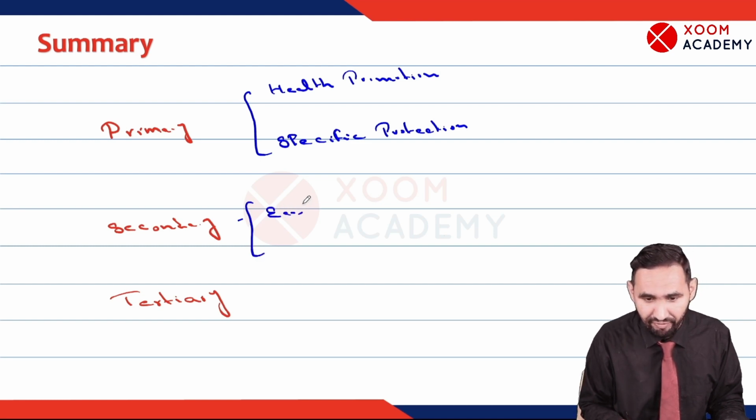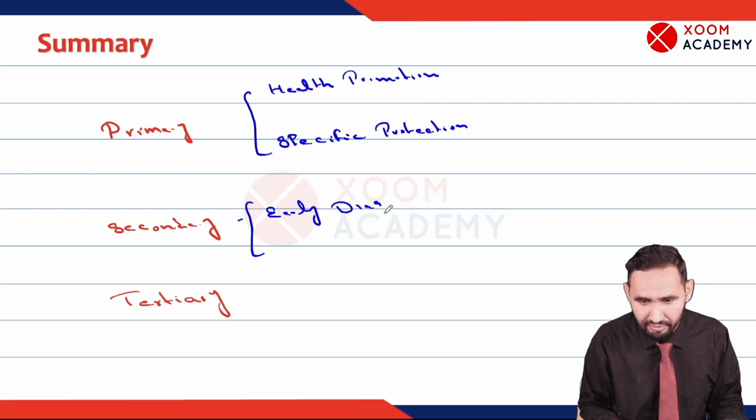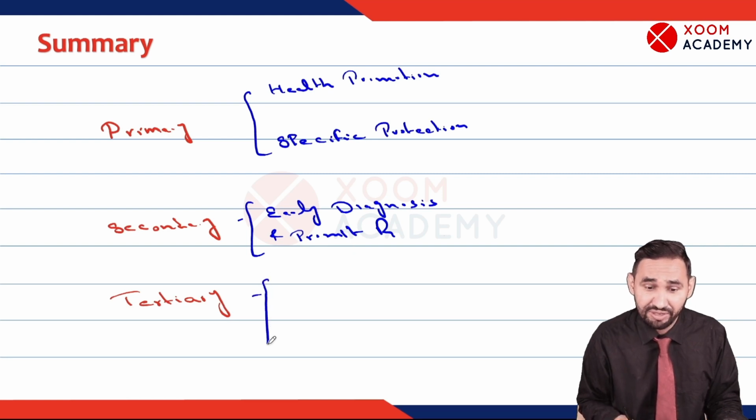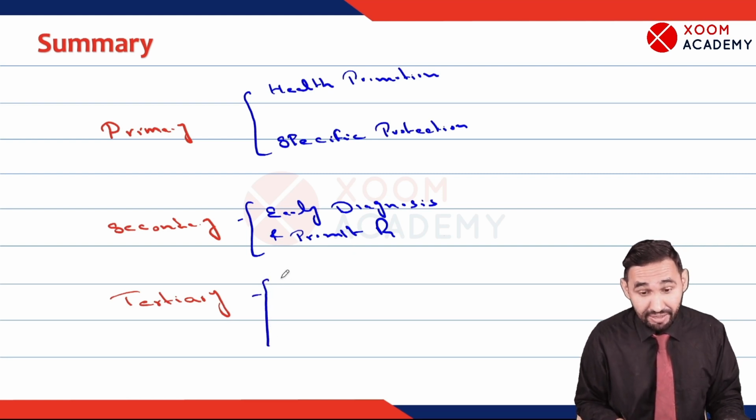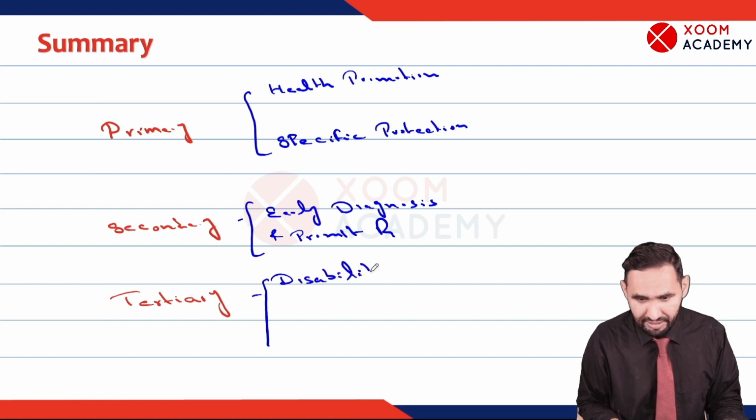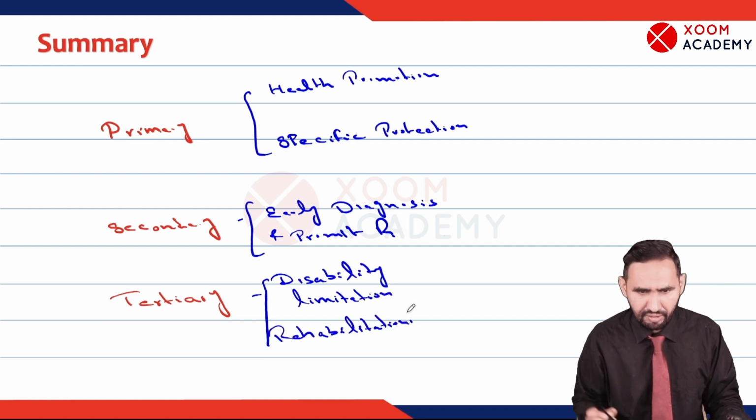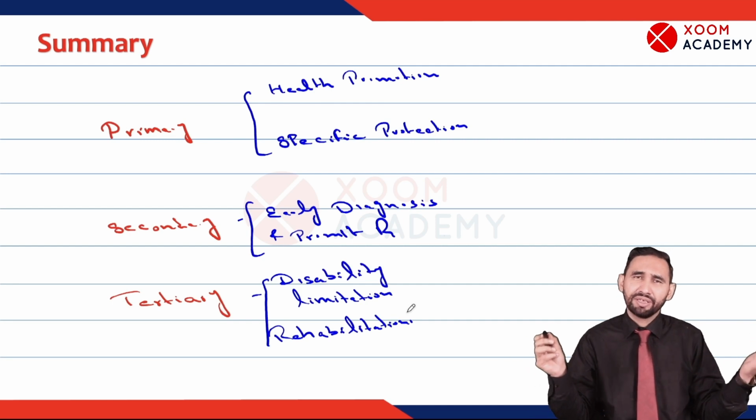If a person has typhoid, we need to diagnose it as early as possible, and need to treat to stop transmission. And what is the tertiary level of prevention? Disability limitation. Typhoid may cause disability. And rehabilitation. How will you apply these modes of intervention?